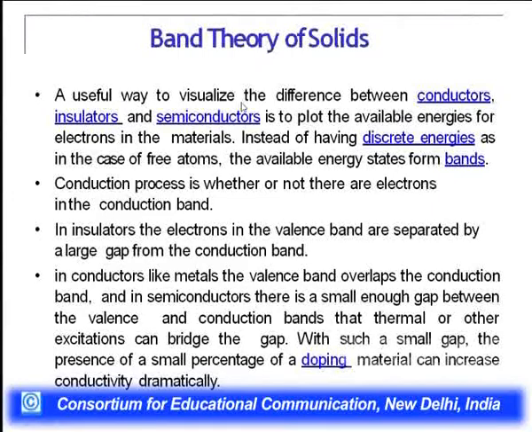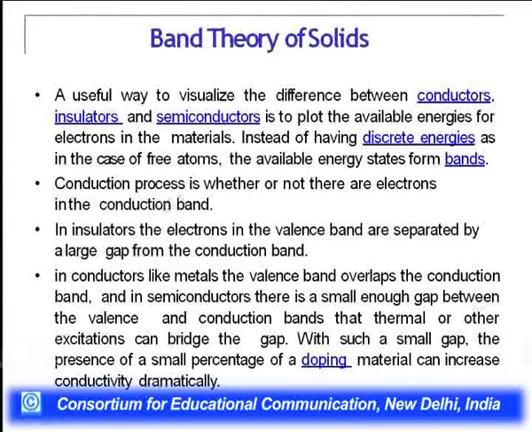Now we discuss the band theory, how we define the band theory for the solid. A useful way to visualize the difference between the conductors, insulators and semiconductors, as we defined earlier, is to plot the available energies for electrons in the material. It means on the basis of energy, we can differentiate between the conductors, insulators and the semiconductors, instead of having the discrete energies as in the case of free electrons. The available energy states form the bands. It means we define conductors, insulators and semiconductors by using the bands which define the energy states.